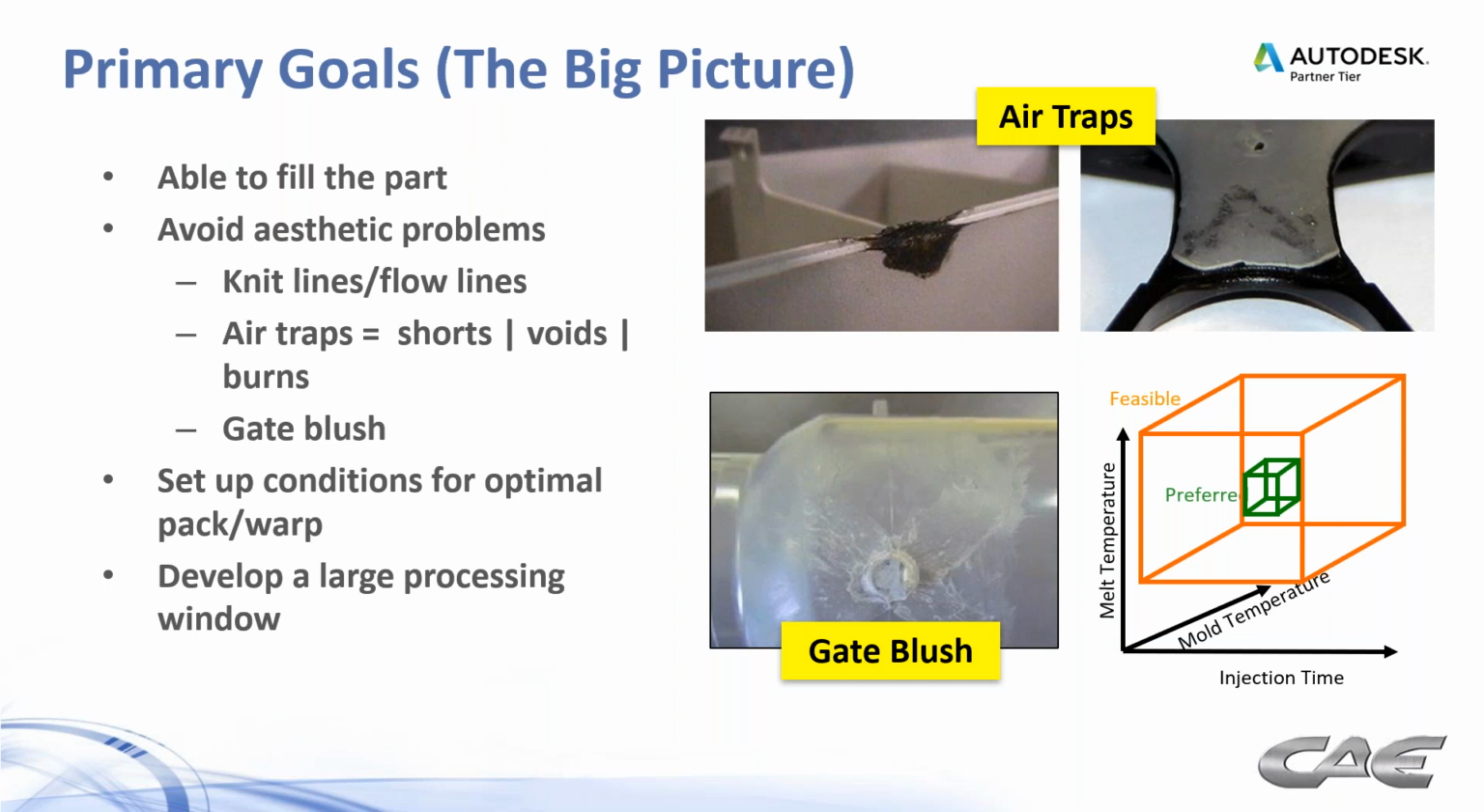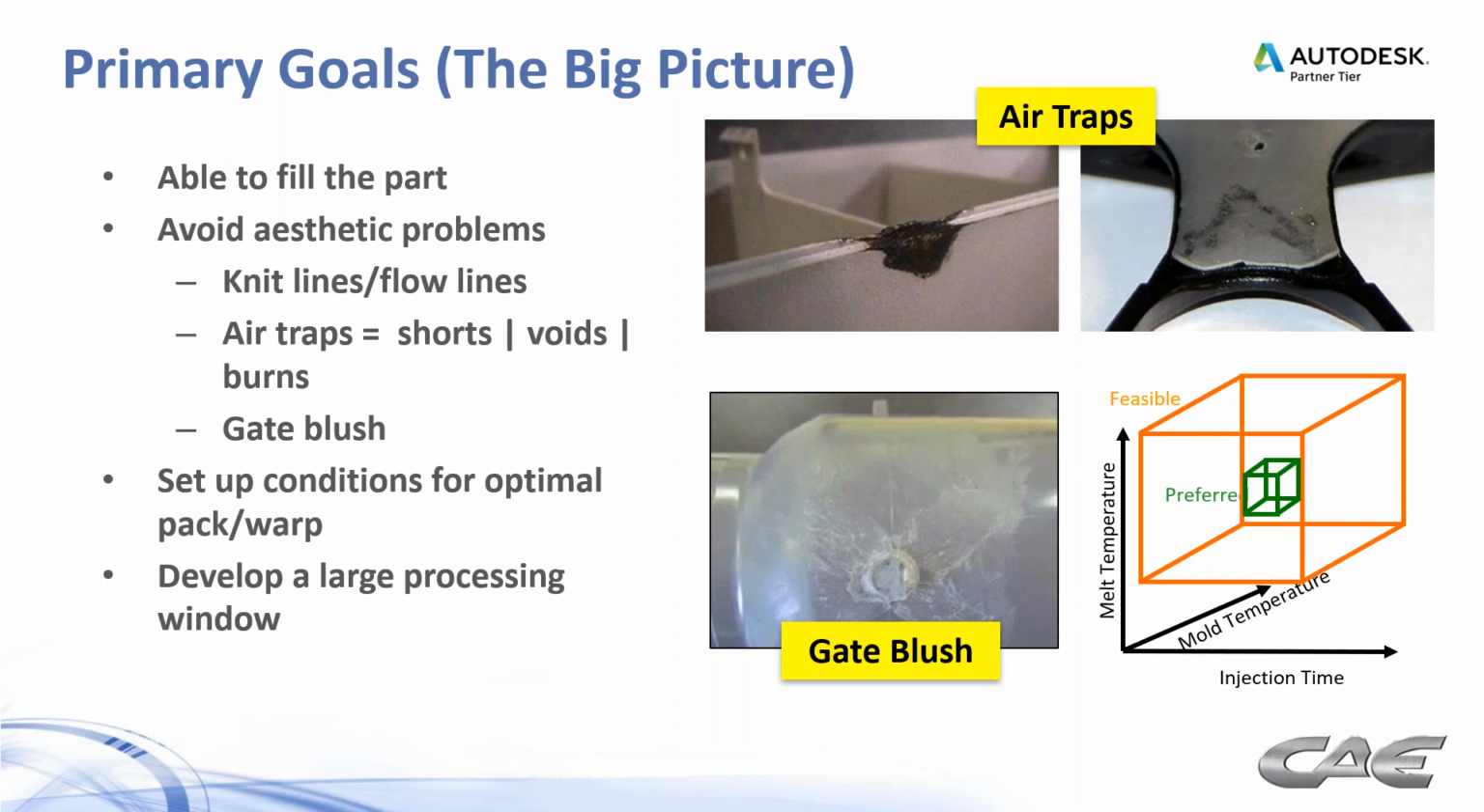We also want to set up conditions so that when we move on to the pack and cool stages, we can avoid shrinkage problems and warpage problems. So that's one of the things that we have to develop while we're in the filling stage even. And then ultimately, we want to develop a large processing window. You see that on the right. There are three main variables that control that process window: melt temperature, mold temperature, and injection speed.